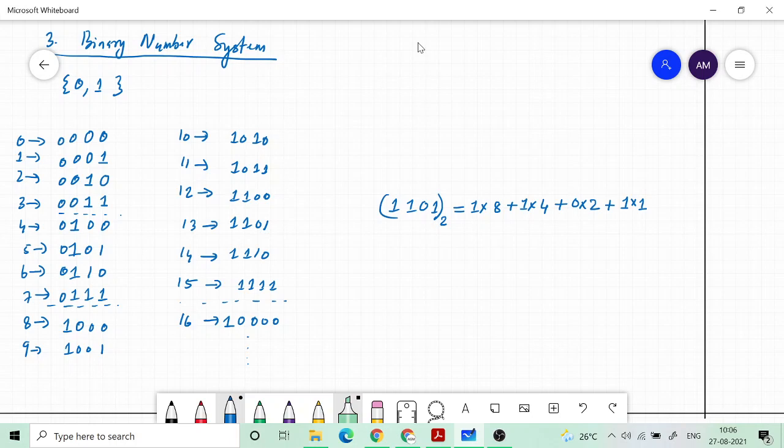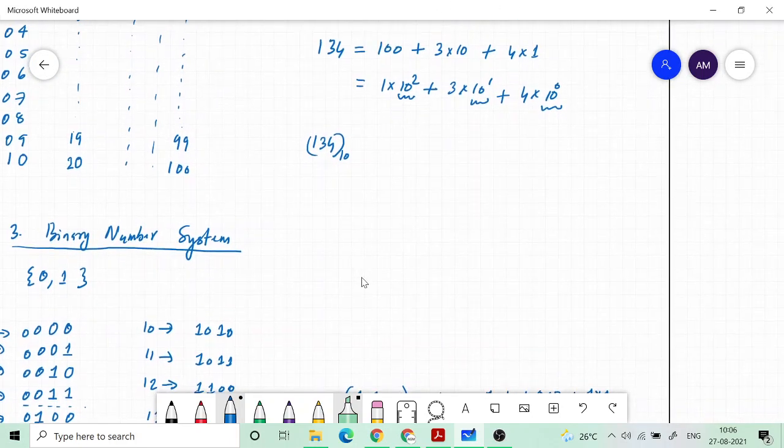Okay, so this can also be represented like 1 into 2 raised to 3 plus 1 into 2 raised to 2 plus 0 into 2 raised to 1 plus 1 into 2 raised to 0. So this is exactly the same way we have written earlier.